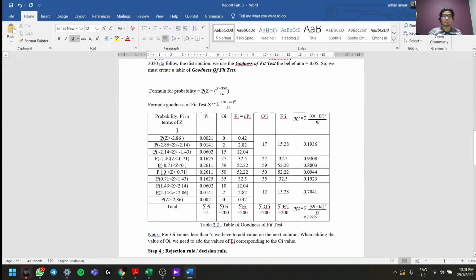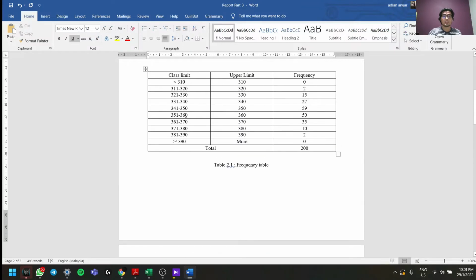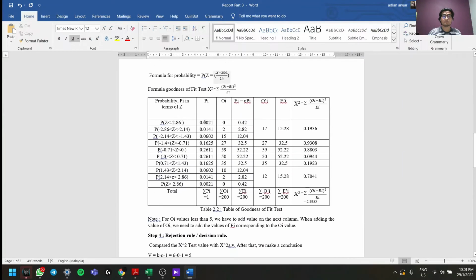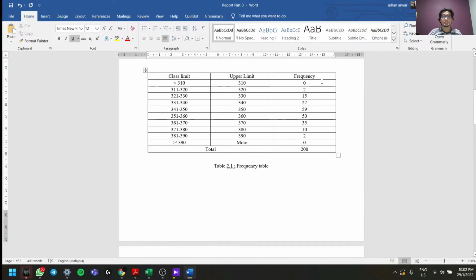Probability pi in terms of z. How do I get this value? Negative 2.86: I use this formula, x minus 350 divided by 14, where x is the class limit 310. So 310 minus 350 divided by 14 gives negative 2.86. Then the pi is referred to the statistical table, and I get 0.0021. The Oi is the frequency, which is this value.